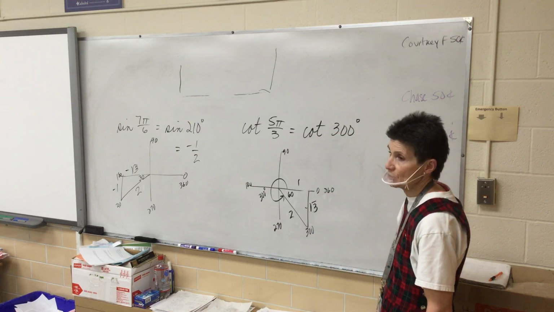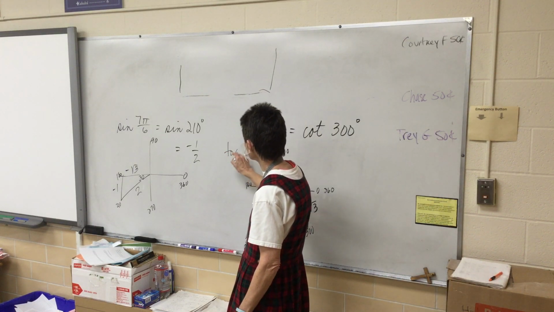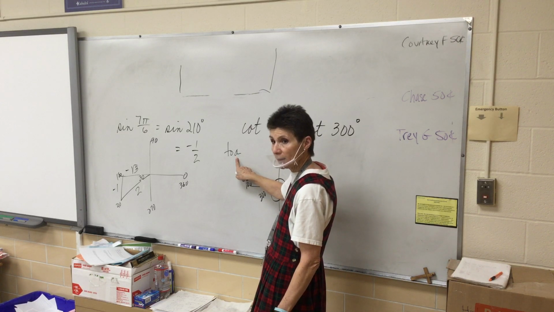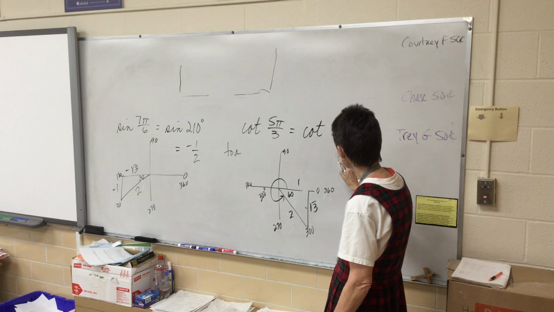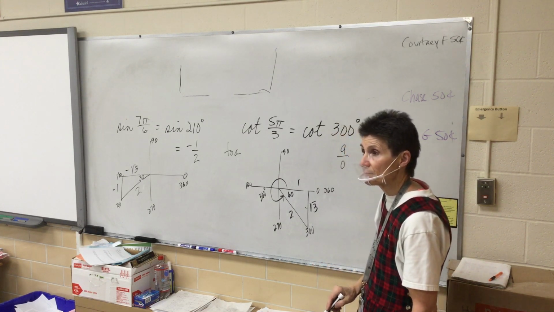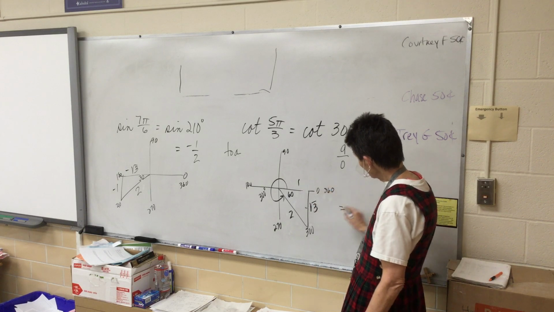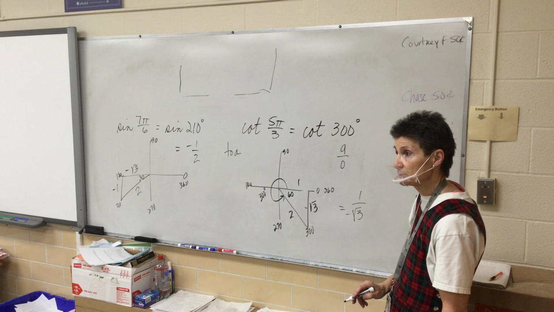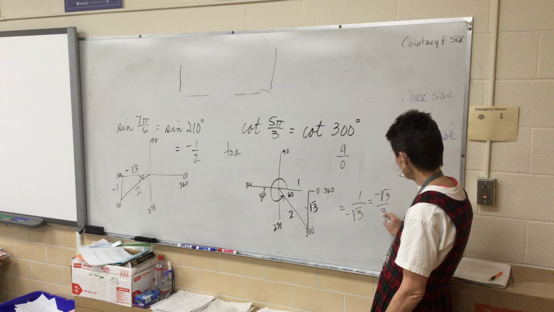Now, cotangent. I know that tangent is opposite over adjacent, so cotangent would be adjacent over opposite, which in this problem would be 1 over negative root 3, or negative root 3 over 3.